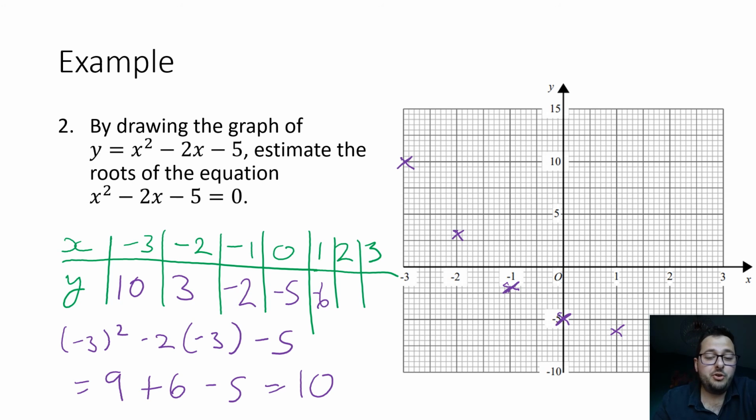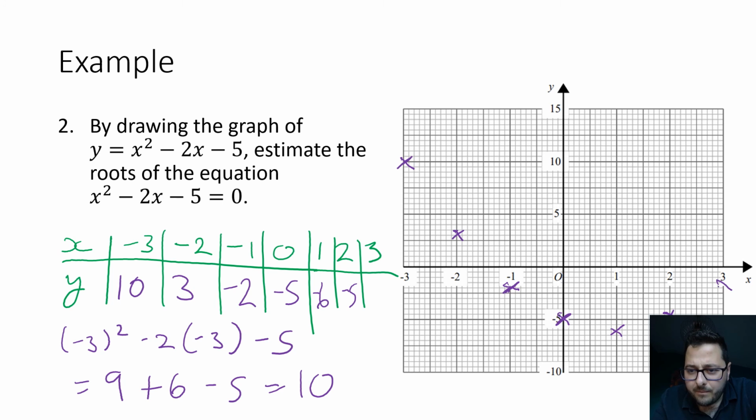Then if we put in 2, 2 squared is 4, minus 2 times 2 is 0, and then -5. So I'm a bit in the way there, so I'll put the thing there just so you can kind of see it. And then, so that would be -5. And then for 3, 3 squared is 9, minus 2 times 3 is 6, which is 3 minus 5 is -2.